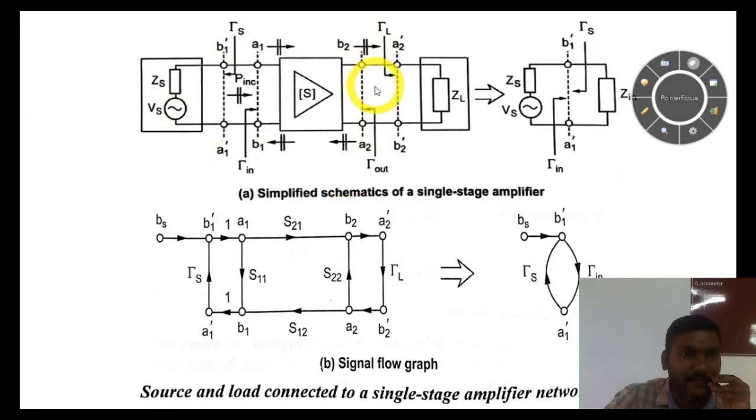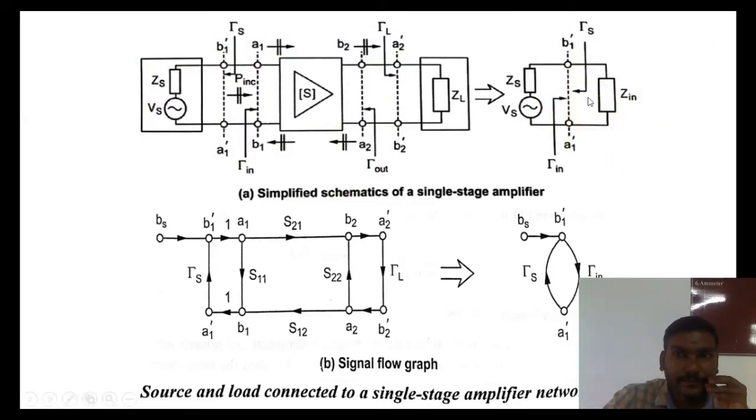From this diagram we are going to consider only the input section, which is separated here. Here we have Vs and Zs, and Zin, the input impedance of this section. Here we have B1 dash and A1 dash, gamma S and gamma in. A1, B1, A2, B2 represent the incident and reflected powers of the amplifier. A1 dash, B1 dash, A2 dash, B2 dash represent the entire power flow of this circuit. Here we are going to redraw the signal flow graph.